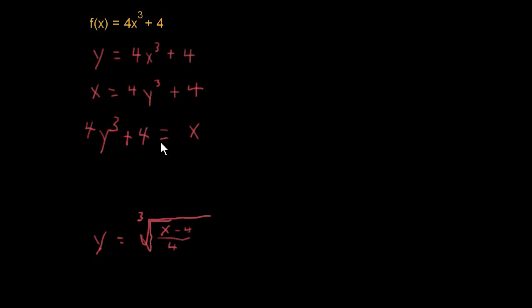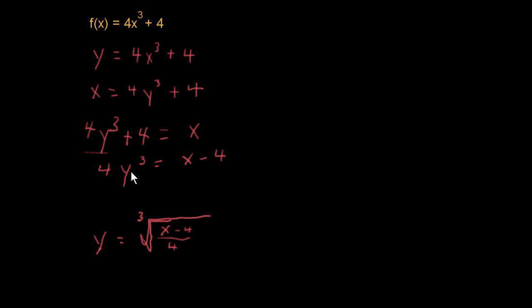And now what we want to do is isolate the variable that we're after. So we want to solve for y. So let's isolate this term, which means remove this term. How do I get rid of the plus 4? Well, subtract 4 from both sides. When I do that, we're not going to have any plus 4 here anymore. We'll have 4y cubed equals x minus 4.